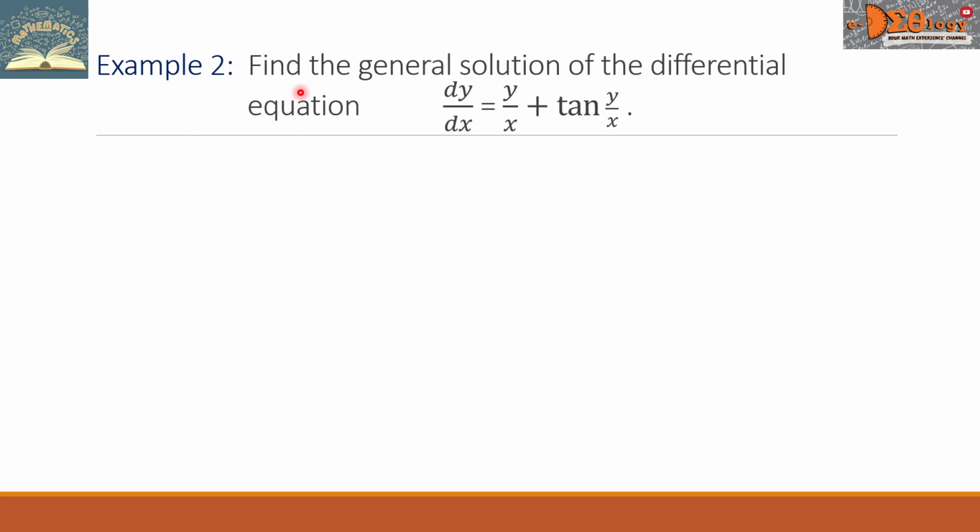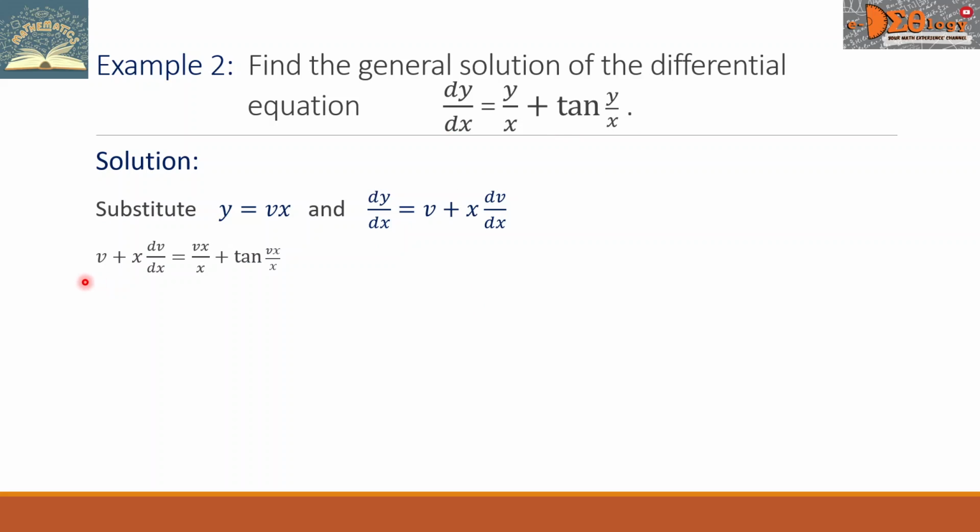Example 2. Find the general solution of the differential equation dy over dx equals y over x plus the tangent of y over x. Let us substitute the values to our equation.